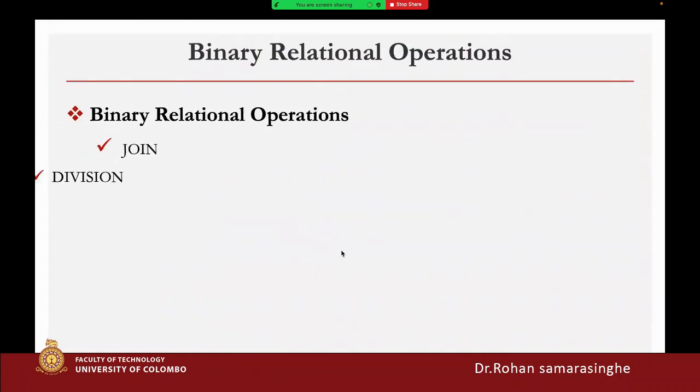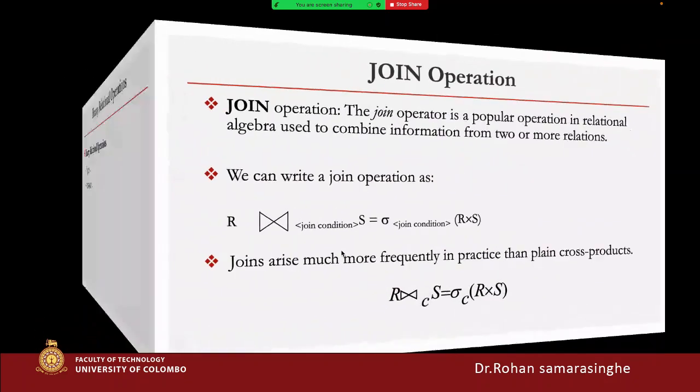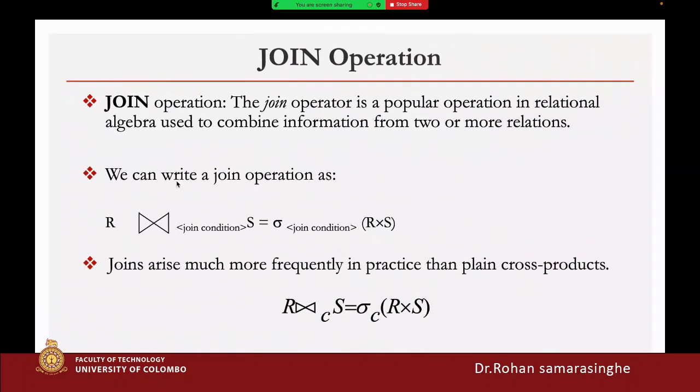So you know that join, division. Let's try to understand this join. Actually, join also we can find there are three: left outer, right outer, and full outer join. We will have to discuss these join operations. The join operator is the popular operation in relational algebra used to combine information from two or more relations.